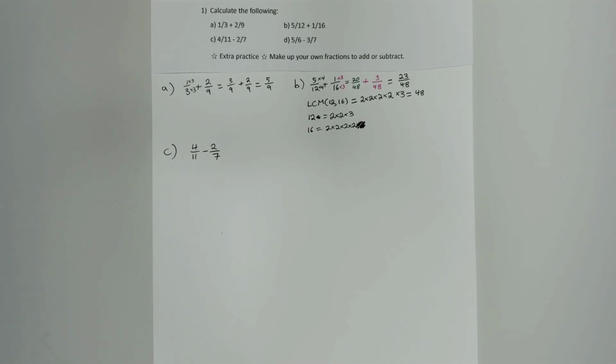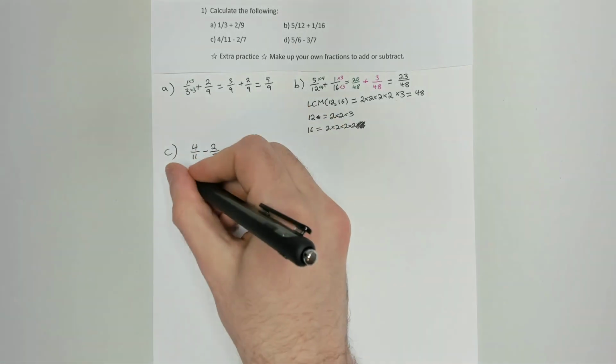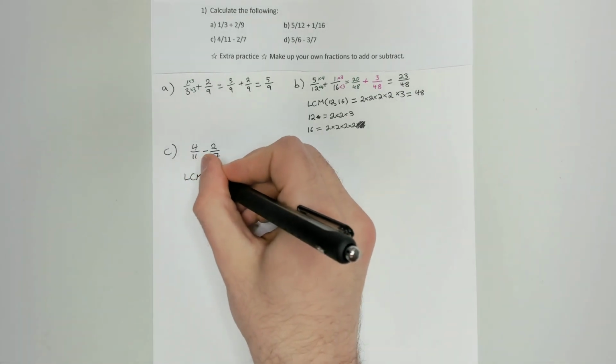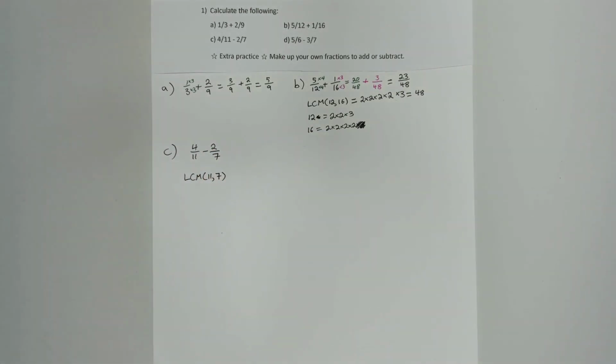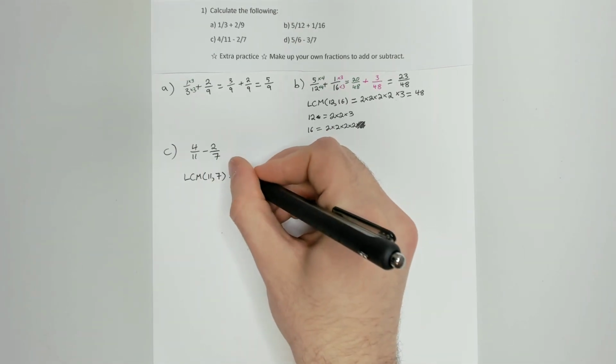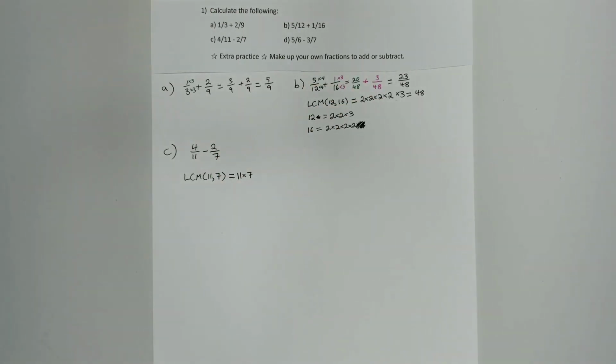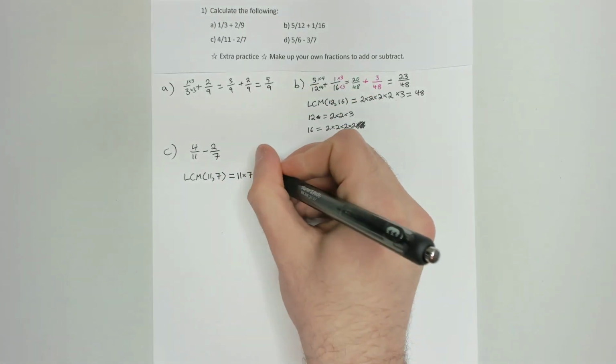Alright, so once again we need a common denominator. So we have to look at the lowest common multiple of 11 and 7. But 11 and 7 are both prime numbers, so they're automatically co-prime to each other, which means their lowest common multiple is just going to be their product. So there's no getting around it. Their lowest common multiple is going to be 77.